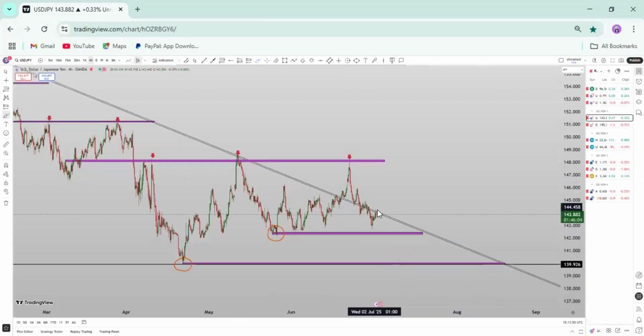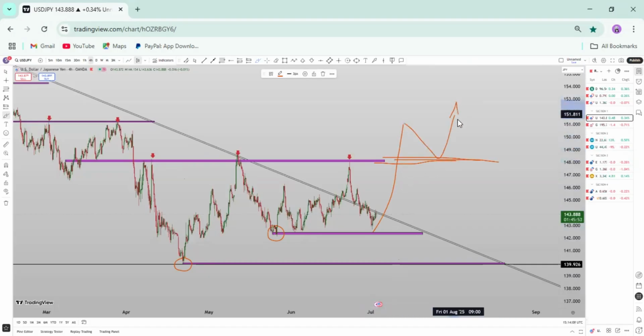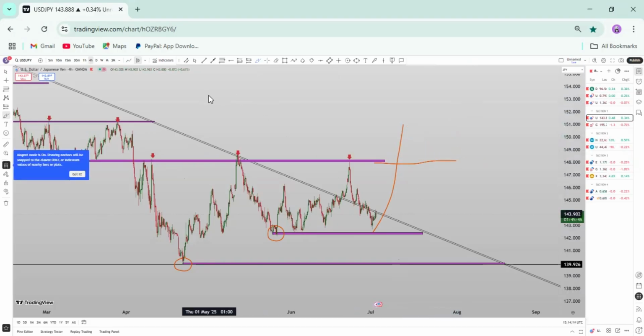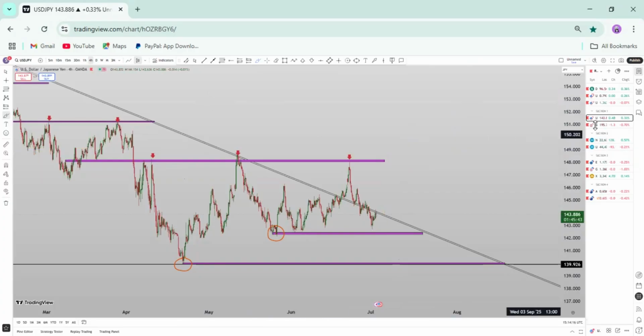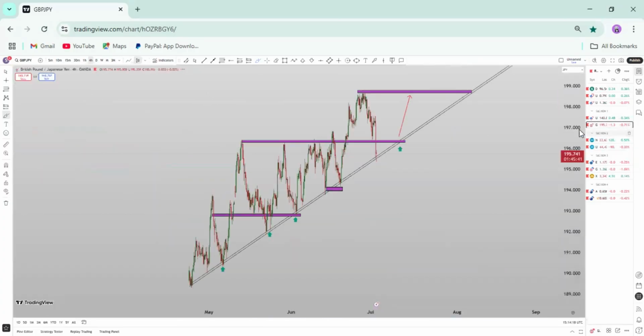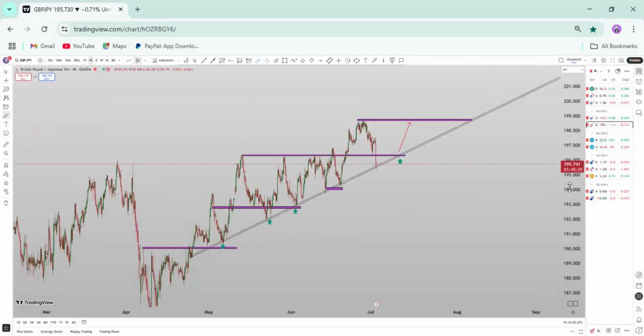If things change, what I will wait to see is the market break this area, because for me this is an important area. The market has to break this area, then retest. Then I will start to look for a position for my bias on USD JPY. Let's go to another setup.